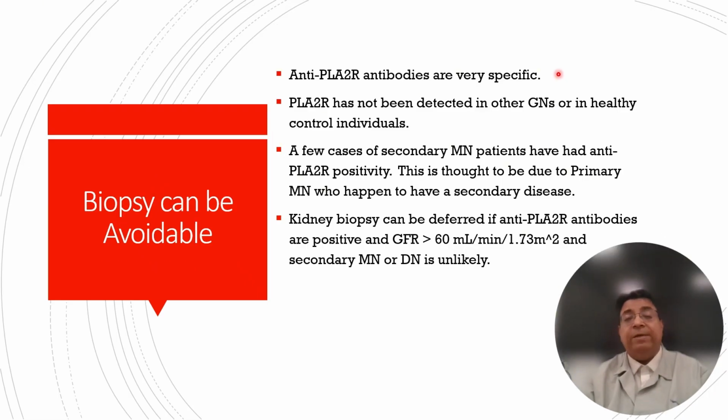Anti-PLA2R antibodies are very specific. PLA2R has not been detected in other GNs or in healthy control individuals. A few cases of secondary MN patients have had anti-PLA2R positivity, and this is thought to be due to primary membranous nephropathy in patients who happen to have a secondary disease. Kidney biopsy can be deferred if anti-PLA2R antibodies are positive, GFR is greater than 60 milliliters per minute per body surface area, and secondary membranous nephropathy or diabetic nephropathy is unlikely. That's how sensitive and specific PLA2R is.